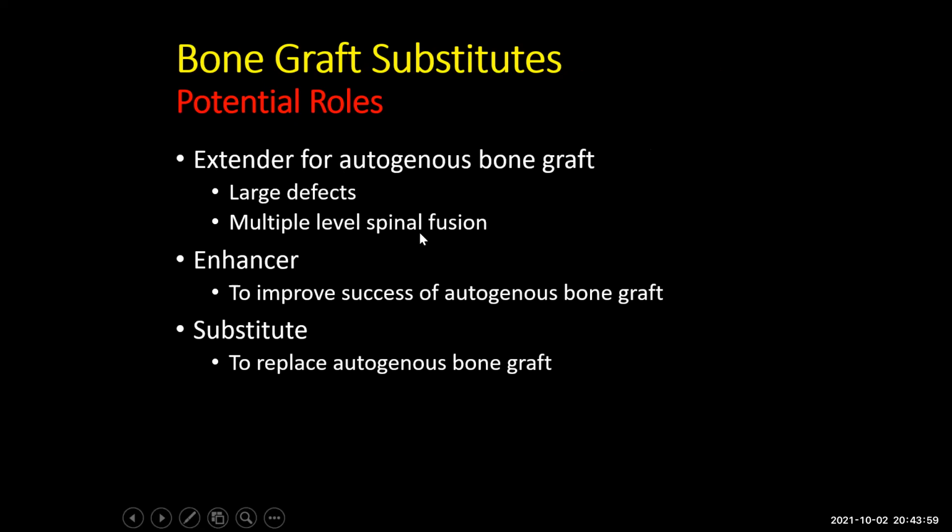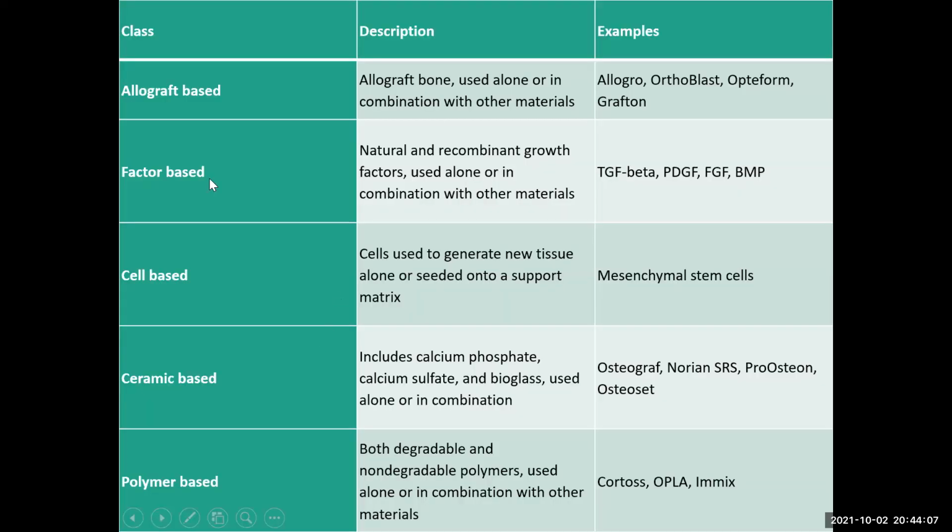Extenders extend for large defects and multiple level spine fusions. Enhancers enhance autogenous bone graft success, and to replace the autogenous bone graft, they are used as substitutes. Allograft based are used alone or in combination with other materials; common examples are Allogro or Orthoblast. Factor based use natural or recombinant growth factors like TGF beta, PDGF, FGF, and BMP. Cell based are used to generate new tissue alone or seeded onto a support matrix, that is mesenchymal stem cells. Ceramic based include calcium phosphate, sulfate, and bioglass, and polymer based include both degradable and non-degradable polymers like Cortoss.